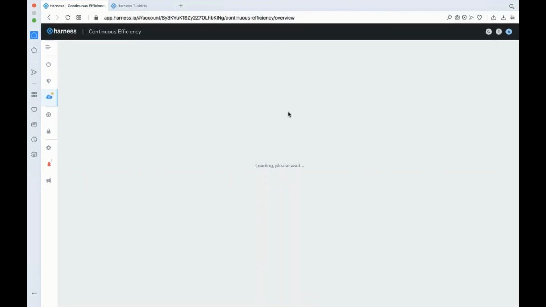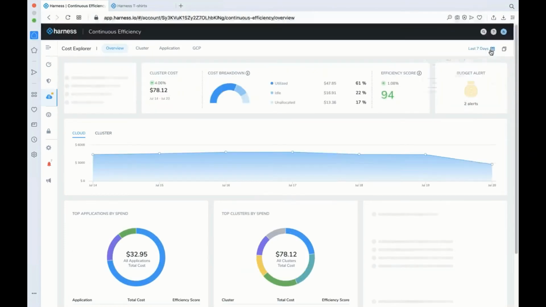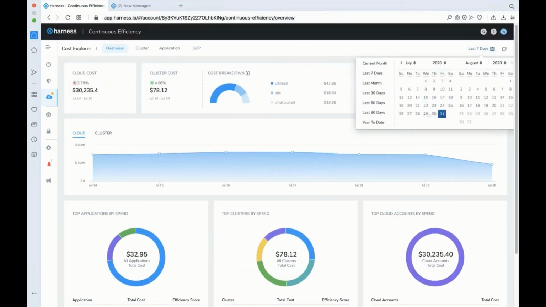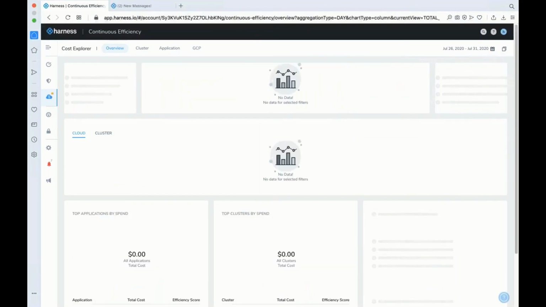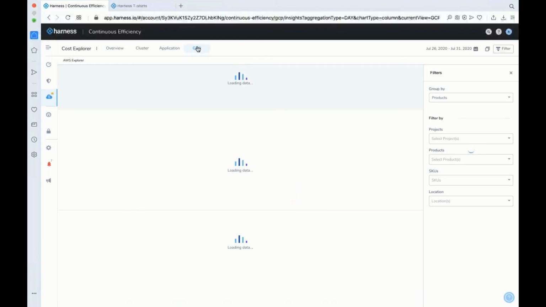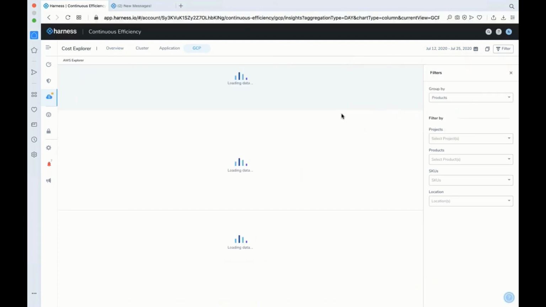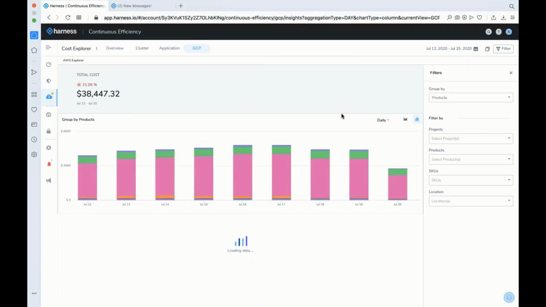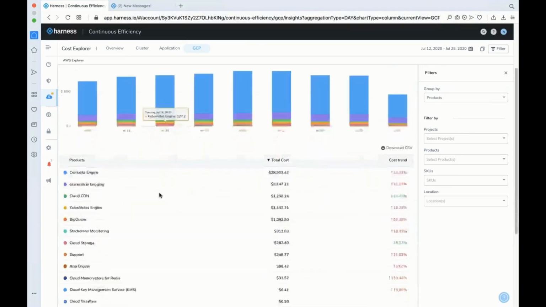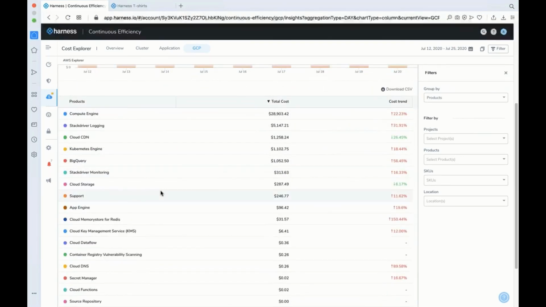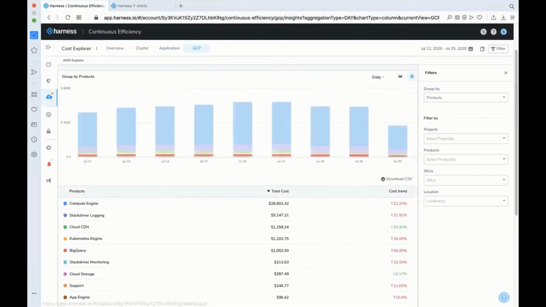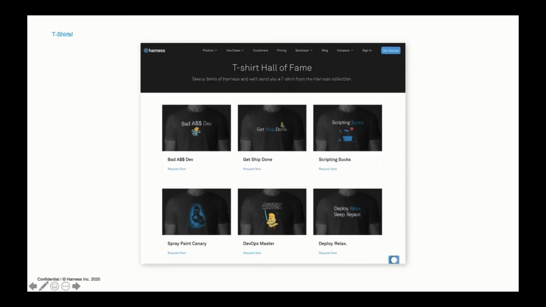We can actually select dates that are in the future. So instead of the last 7 days, let's jump forward to the next week ahead of us, and we can look at some forecasted spend that we do have. Lastly, in the particular product, we can also take a look at the actual spends that we have here, our total spend. So if some resource is not managed by continuous efficiency, we can show what your total cloud bill would be. Flipping back to the presentation now.